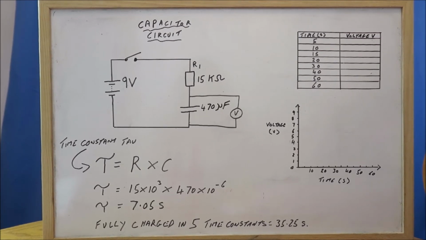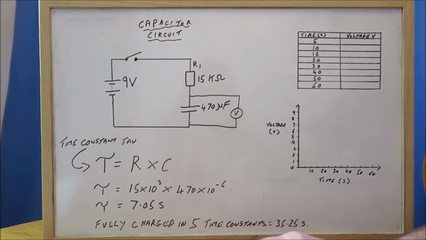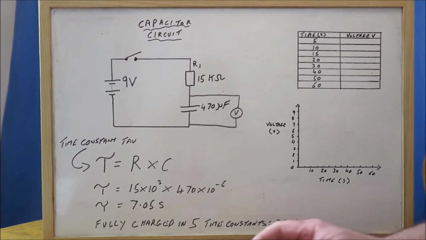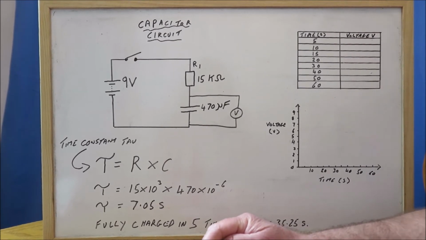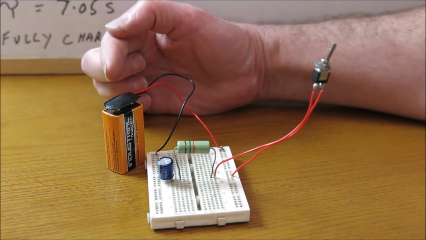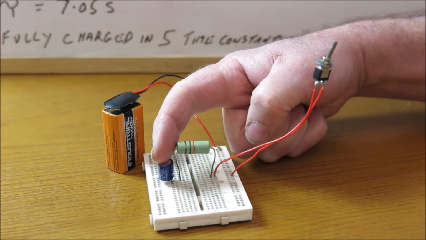Now, I've set up the circuit here, and we're just going to do a little bit of an observation on how this capacitor is going to charge over time. Okay, so we've set this circuit up. Here's our 9-volt power supply. Here's our capacitor, electrolytic radial.